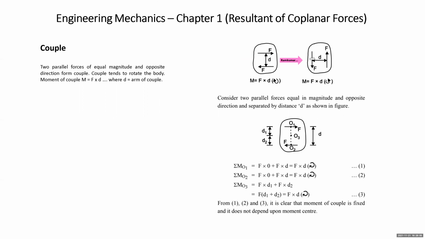Whereas in this diagram, you can see that force F on the left hand side downward, force F on the right side upward, put together, they will try to rotate this body in anti-clockwise. So the moment of the couple is anti-clockwise. What is that? F into D, anti-clockwise.